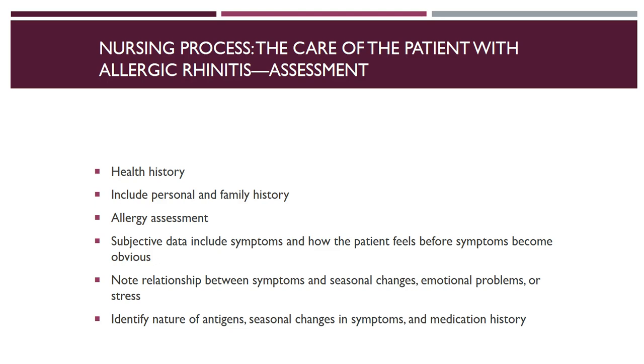The nursing process, the care of the patient with allergic rhinitis, begins with an assessment. So you'll do a health history, including personal and family history. You'll do an allergy assessment. You'll find the subjective data, including symptoms and how the patient feels before symptoms become obvious. You'll note the relationship between symptoms and seasonal changes, emotional problems, or stress. I can tell you that when the seasons change, which we don't really have a lot of in Arizona, but when we go from the blistering heat to the 50-degree weather, which we think is freezing to death, I can tell that the seasonal change affects me a little bit. I'll also tell you that when stress tends to kick up, the allergies seem to be a little more pronounced.